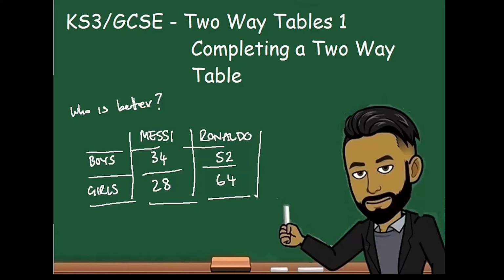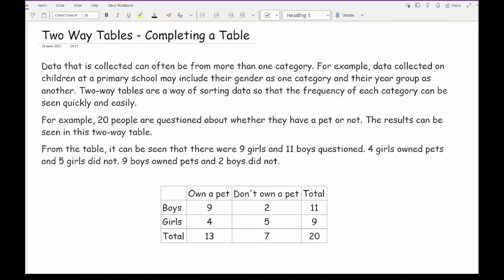So welcome everybody to this latest video on 162 Maths, and in this first video looking at two-way tables, we'll be focusing on how to complete a two-way table from some information that's given in a question. Now, data that is collected can often be from more than one category. So for example, data collected on children at a primary school may include their gender as one category and their year group as another. Now, two-way tables are a way of sorting data so that the frequency of each category can be seen quickly and easily.